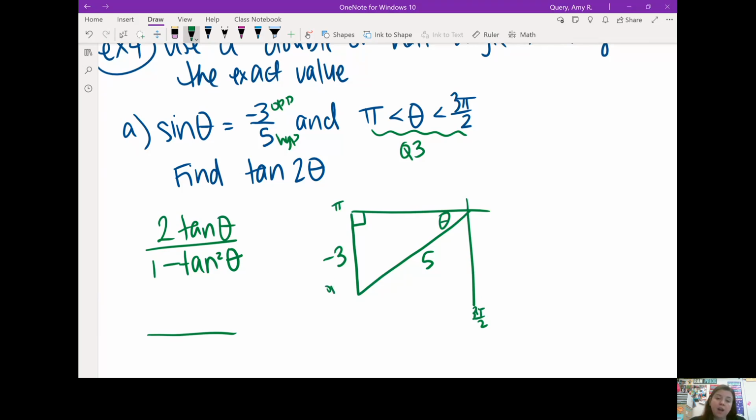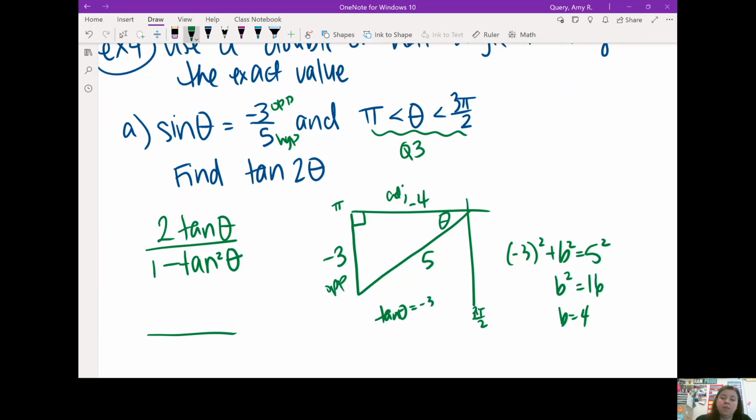In order to do that, we need the opposite and the adjacent because that's tangent. So we're going to need to figure out how long that remaining leg is. And we do that with the Pythagorean theorem. A squared plus b squared equals c squared. So in this case, 25 minus 9 is 16, so b's 4, -4, because it's going that way. So the tangent then is -3 over -4, which is 3/4.